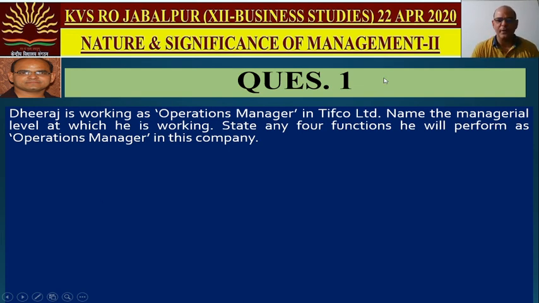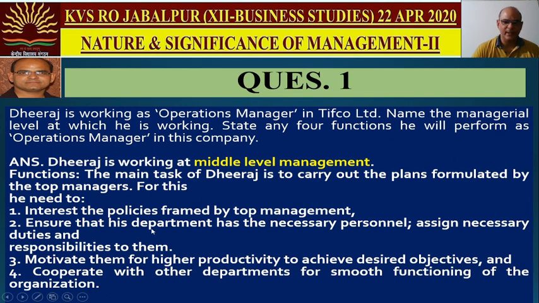Dheeraj is working as operations manager in TIFCO Limited. Name the managerial level at which he is working and state any 4 functions which he is performing at his level. Dear students, this is a hot question. If you are answering the wrong level, it means you will lose all 5 marks, because then you will write the functions of that wrong level only. So you have to be very careful. In previous session, I have already discussed that operation managers are at middle level, and these are some of the functions performed by them.